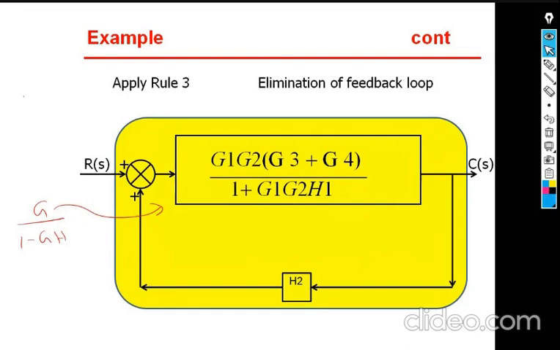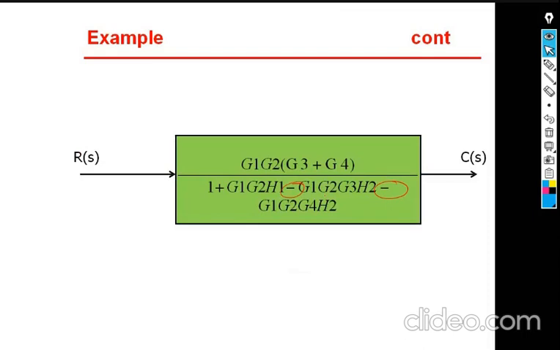If you simplify this, you will get in the numerator G1 G2 into G3 plus G4 divided by 1 plus G1 G2 H1. This is the numerator. In the denominator you will be getting 1 plus the same factor here into H2. So here it is not plus, what comes? Minus, because here it is positive feedback, 1 minus this one into this one. So simplify and you will get this answer. Here is the end of my today's things.